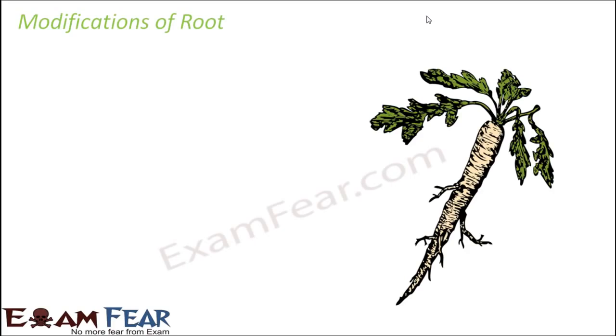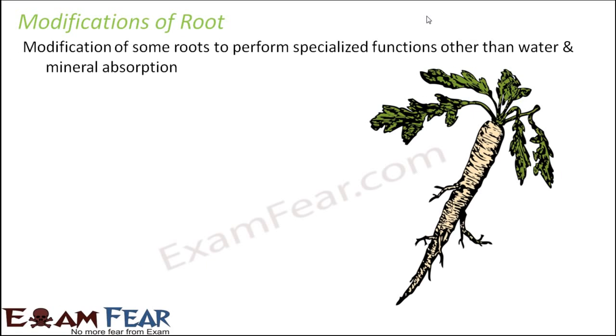So it is not only the basic primary functions which roots perform, like providing anchorage or providing water and minerals or food storage. There are a couple of other functions as well which roots perform, maybe not in all plants, but in some plants they perform some specialized functions, and in order to perform those functions they modify their structure in some way or the other. So here under this topic we are going to talk about the various modifications of root which we see in different plants. So modification of some roots to perform specialized functions other than water and mineral absorption.